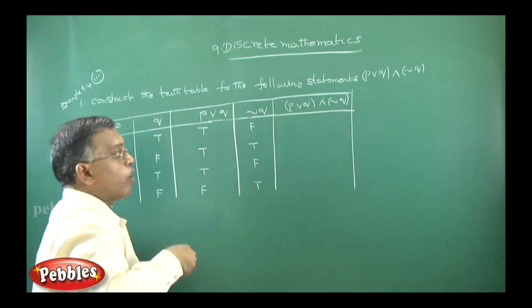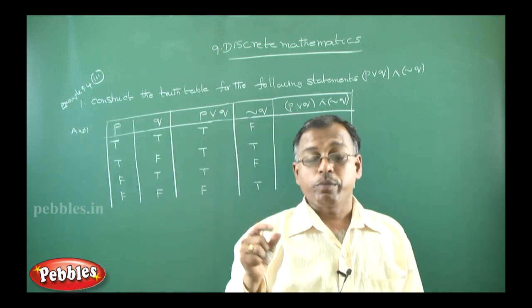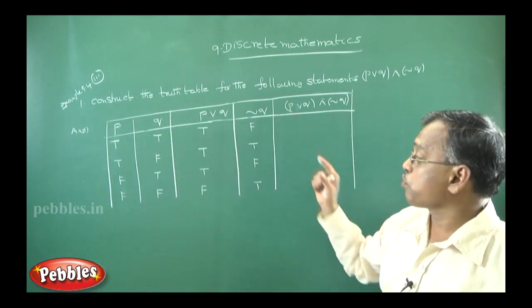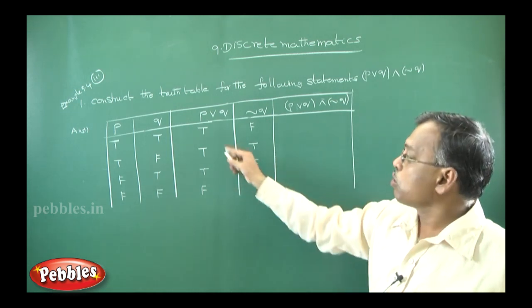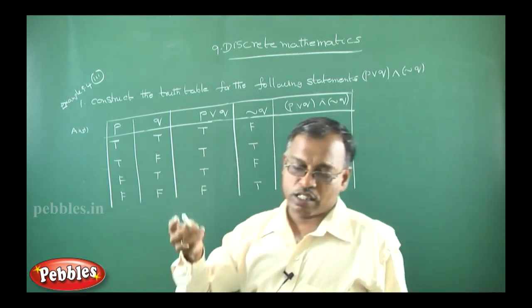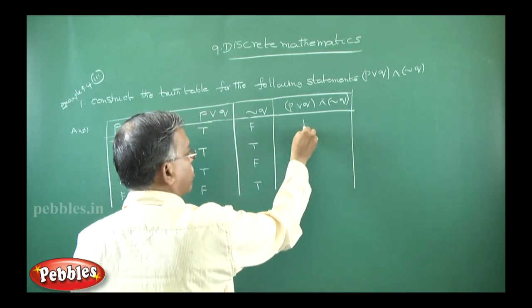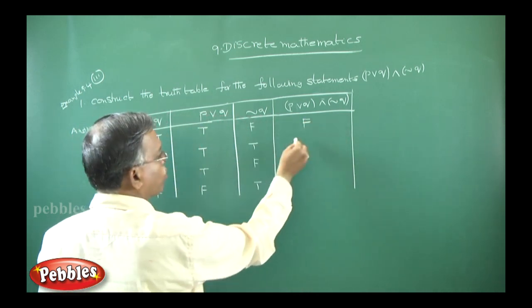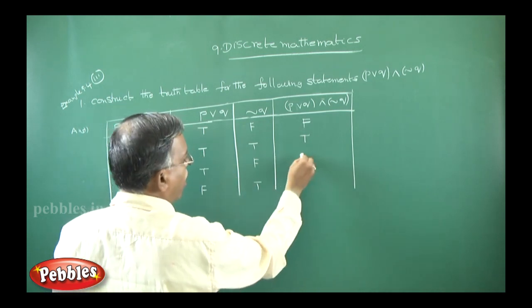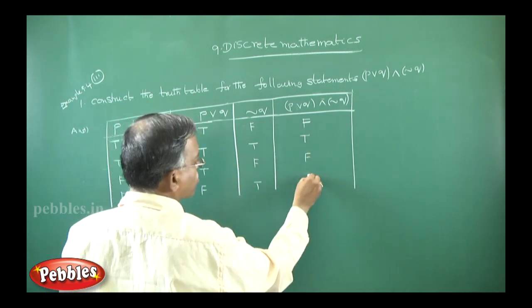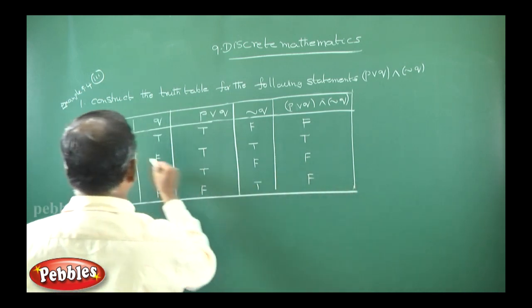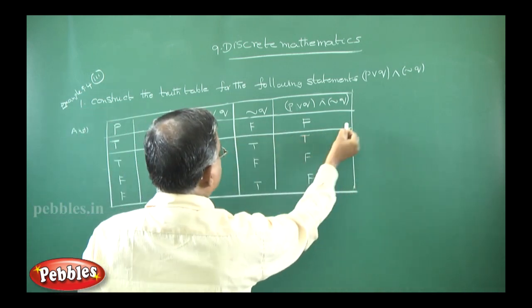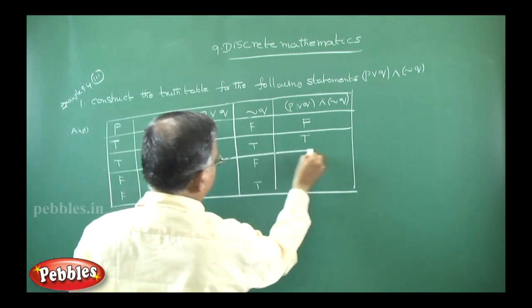Then you have to do AND for these two. Just to remember what I told for AND, if both are true, then only true, otherwise false. So true, false: one false is there, so I am doing the AND operation, false. Next, true, true, true. True, false, false. False, true, false.